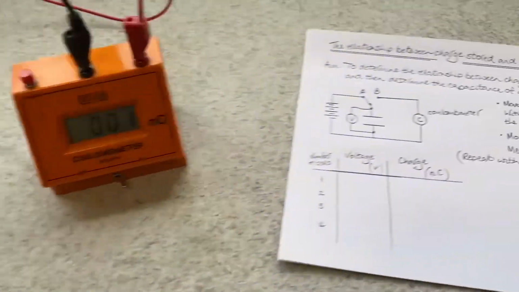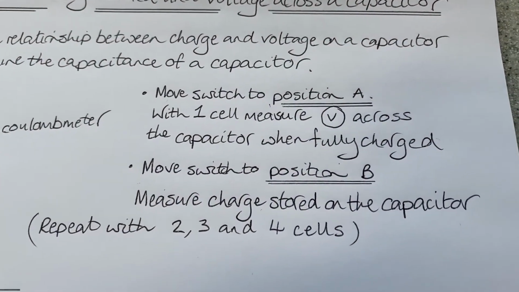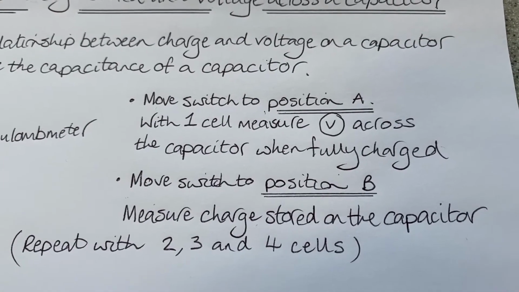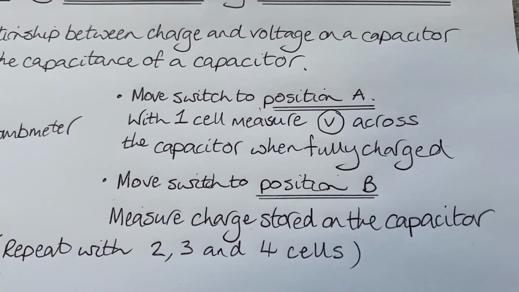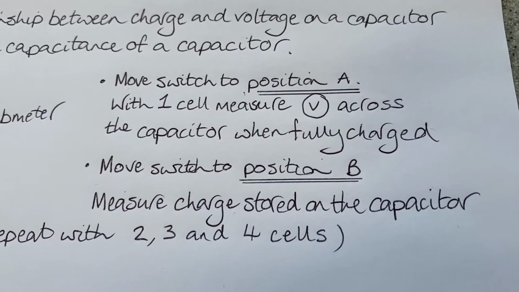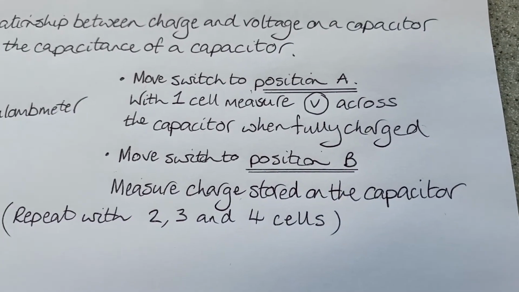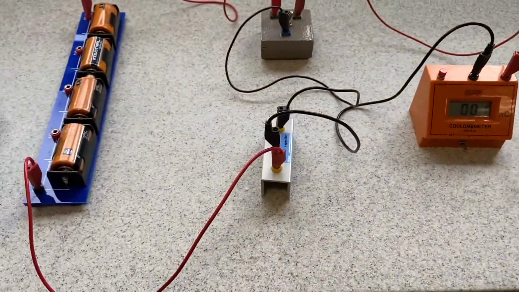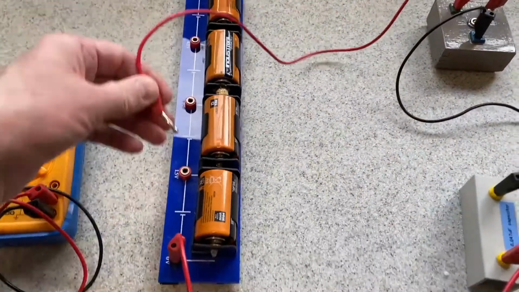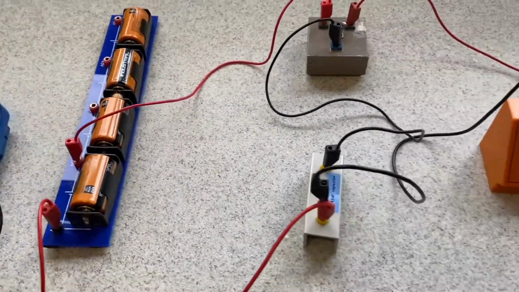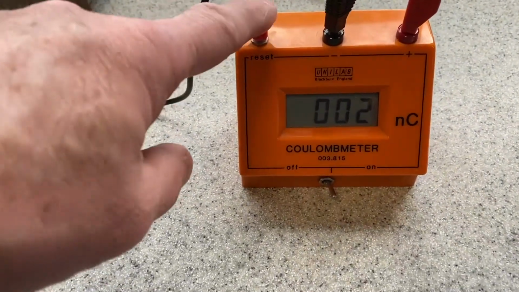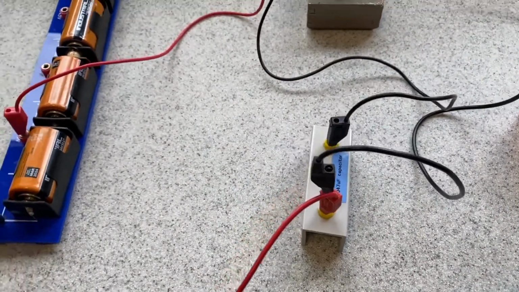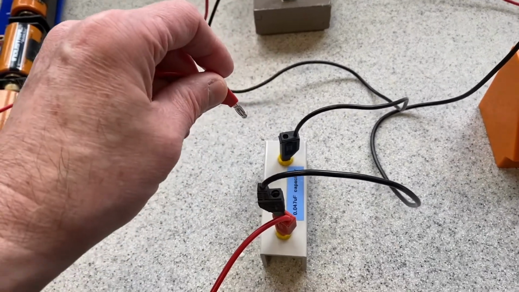Now, we are going to move the switch to position A, but just with 1 cell, measure the voltage across the capacitor when it's fully charged, then move the switch to position B and measure the charge stored on the capacitor with the coulometer, and then repeat that with 2, 3 and 4 cells. So we're going to start off with 1 cell. So I just want 1 cell here, and we want to make sure that that coulometer is empty, and we're going to measure the voltage across the capacitor when it's fully charged.